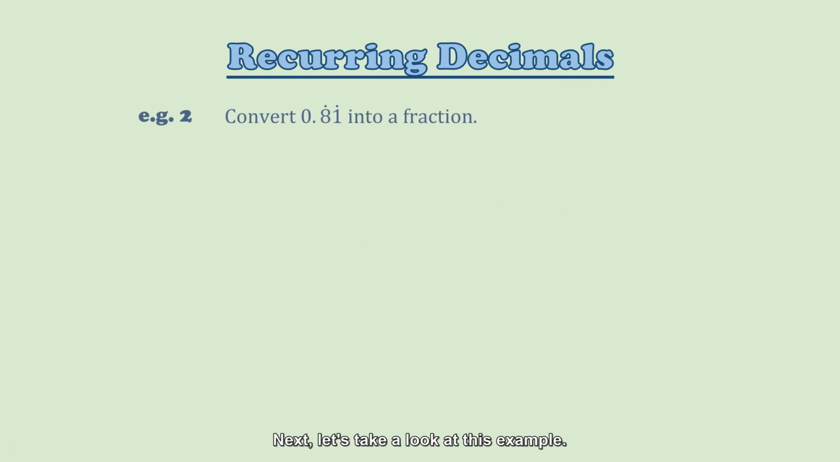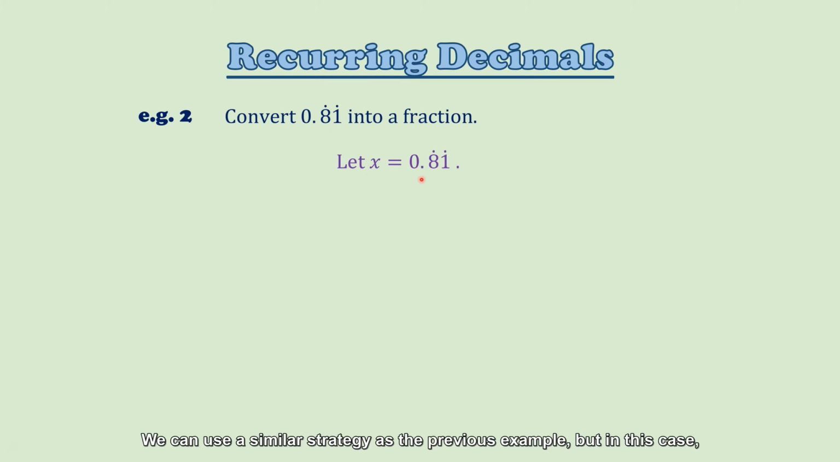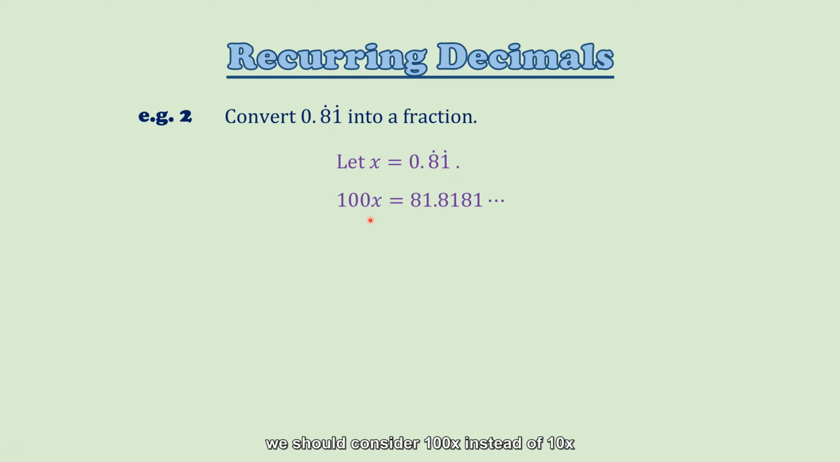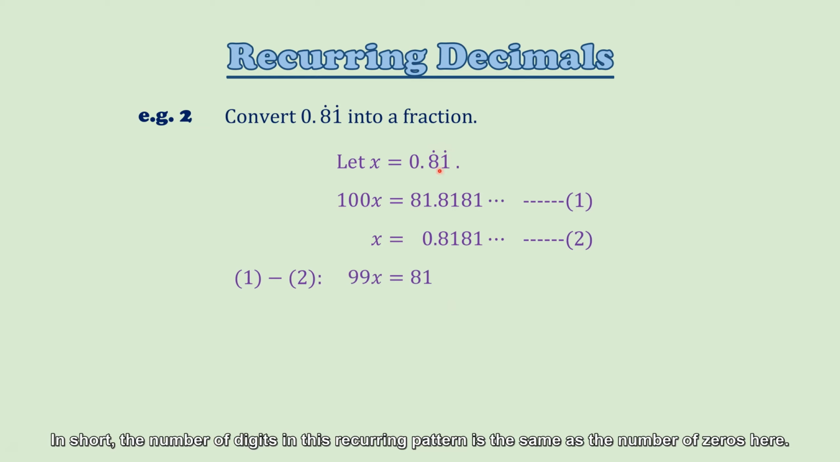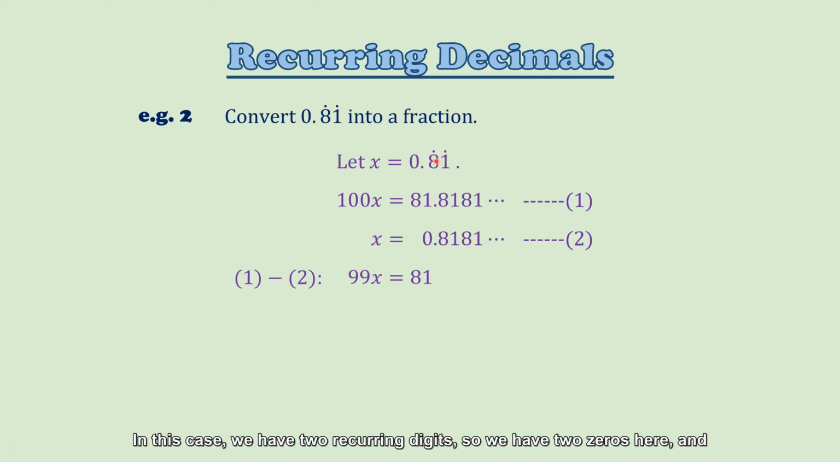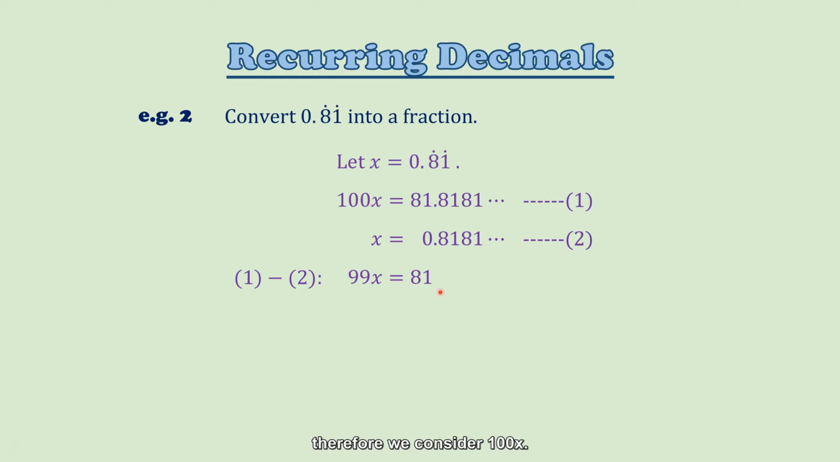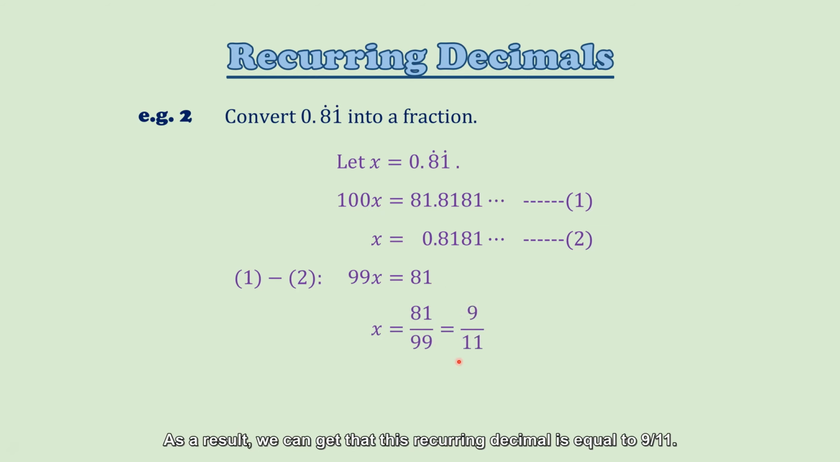Next, let's take a look at this example. In this example, we need to convert 0.818181 into a fraction. We can use a similar strategy as the previous example, but in this case, we should consider 100x instead of 10x. So that when I consider 100x minus x, all these decimal places can be eliminated. In short, the number of digits in this recurring pattern is the same as the number of zeros here. In this case, we have two recurring digits, so we have two zeros here, and therefore we consider 100x. As a result, we can get that this recurring decimal is equal to 9/11.